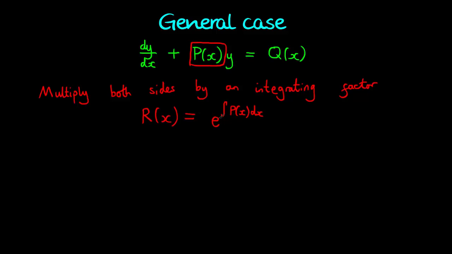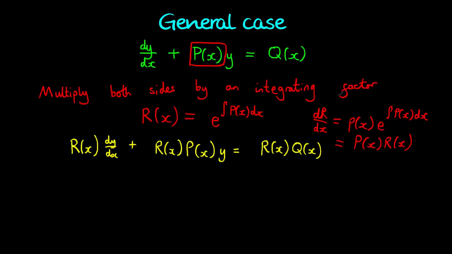Okay. Really the reason why we choose this is because if you then look at what dr by dx is, the derivative of r with respect to x, then it will be p of x multiplied by e to the integral of p of x dx. So that's just differentiation. And e to the integral of p of x dx is just r of x. So in other words, dr by dx is p of x times r of x. Okay, so why is that useful?